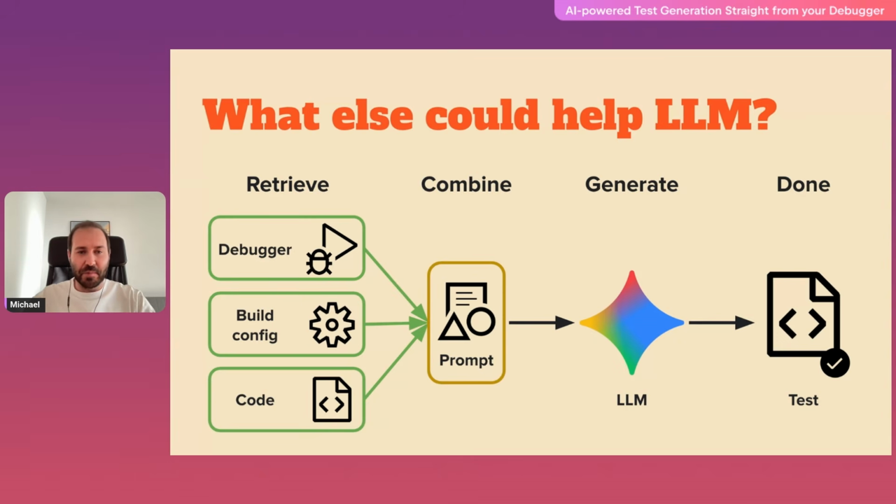We have our build configuration, so we can see which libraries we are using. It could also be very useful when we generate the test, so we are not using some frameworks or libraries which are not used in our project. So we can use the Gradle file as a context.